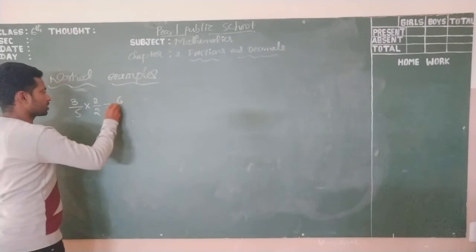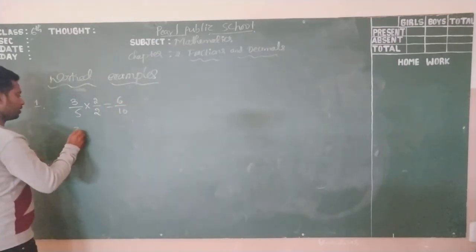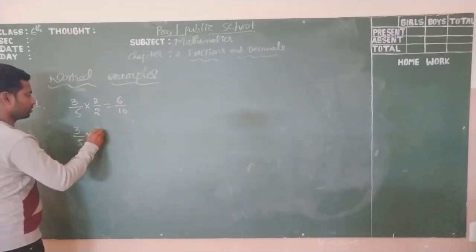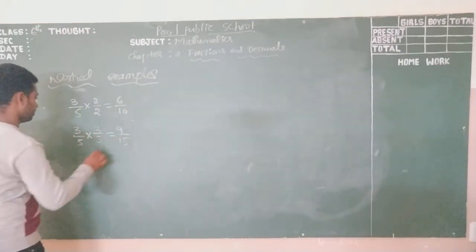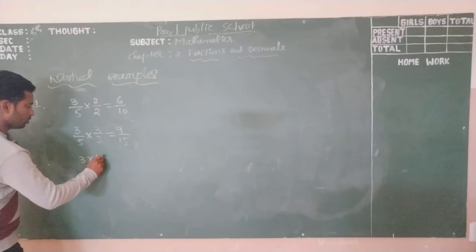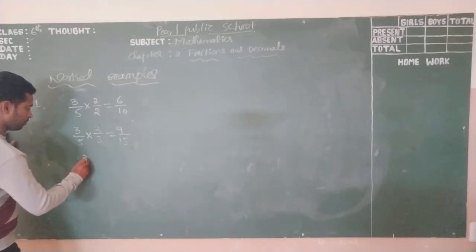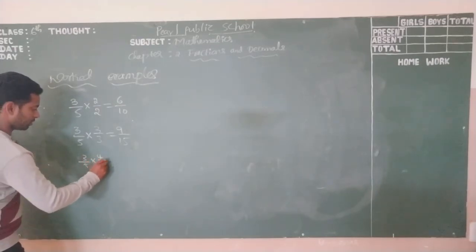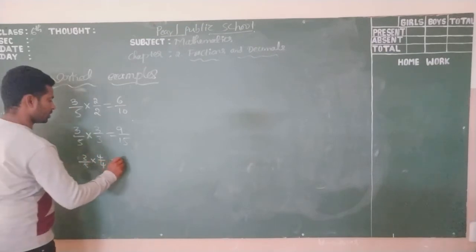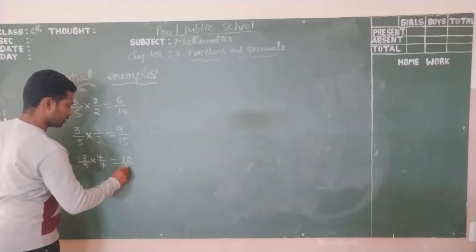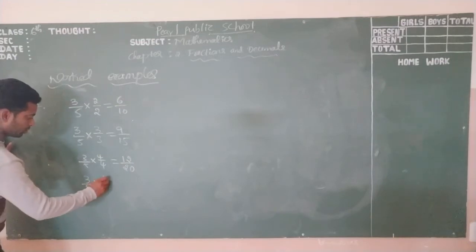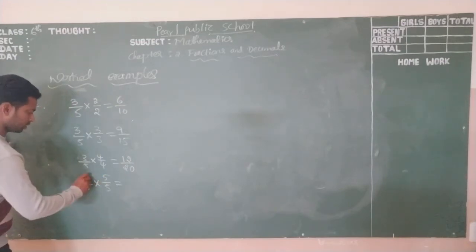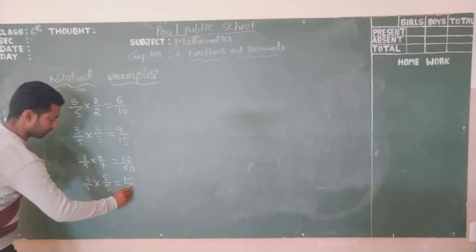So 3 by 5 becomes 6 by 10. Okay, 3 by 5 into 3 by 3. 3 3s are 9, 5 3s are 15. So next one, 3 by 5 into 4 by 4. 3 4s are 12, 5 4s are 20. Okay. So similarly 3 by 5 into 5 by 5. 3 5s are 15, 5 5s are 25.